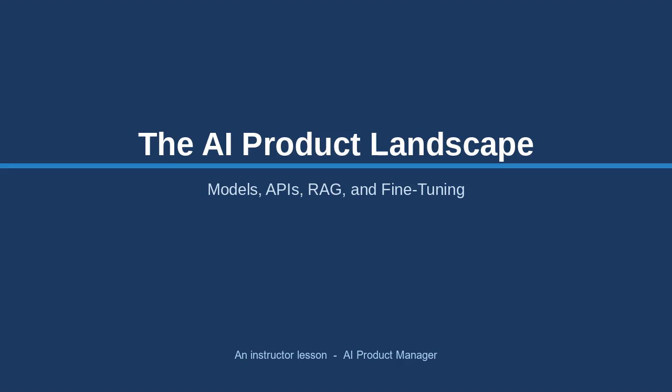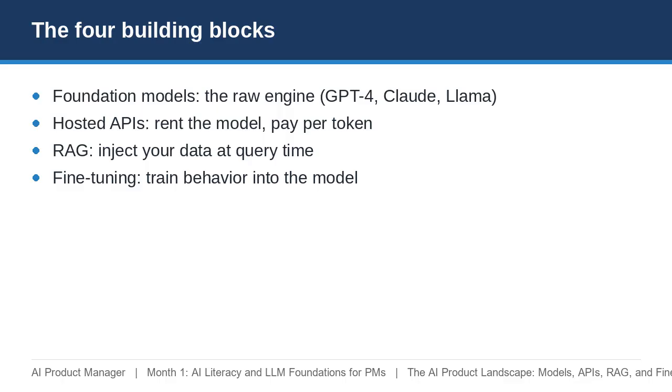Welcome. In this lesson, we'll map the AI product landscape so that as a product manager you can confidently choose how to deliver intelligence in your product. We'll cover foundation models, hosted APIs, retrieval-augmented generation, and fine-tuning, and finish with the comparison brief you can take to your team. There are 4 building blocks you need to know.